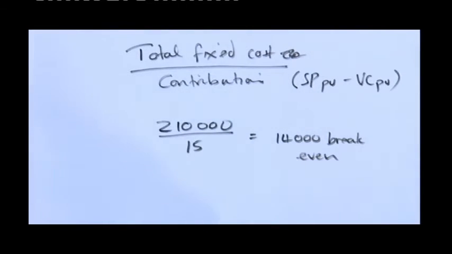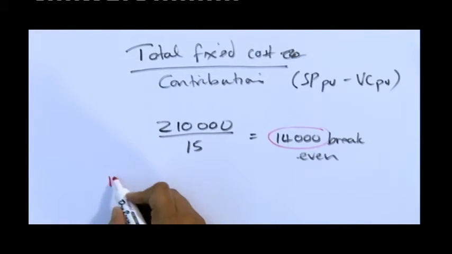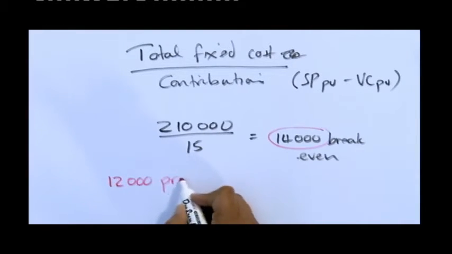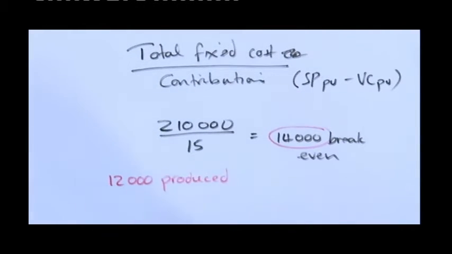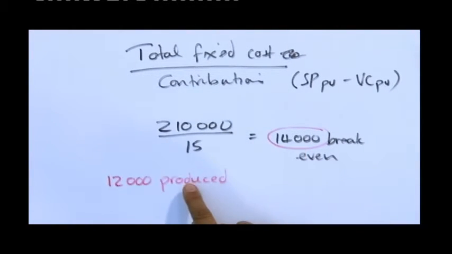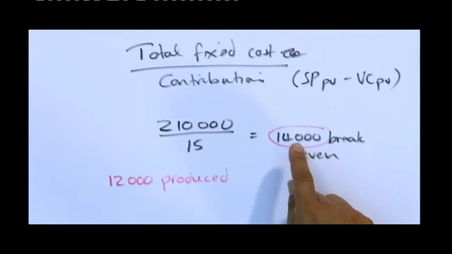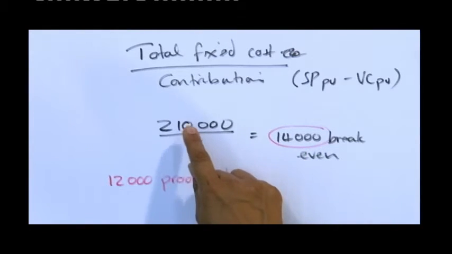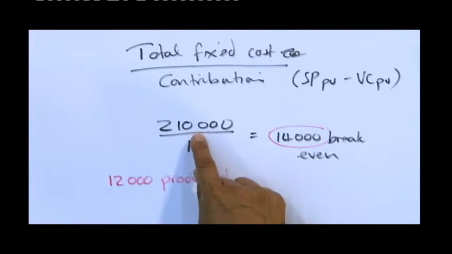Now, the question is, and so that's not just the answer: did this company break even? How many units did they produce? 12,000. They only produced 12,000 units. So, 14,000 units is their break even. They produced 2,000 lower than break even. So this company did not cover their fixed costs. They have underperformed this year and they did not cover their fixed costs.